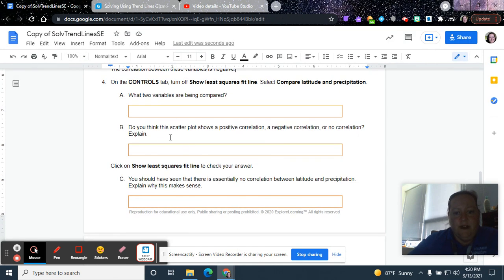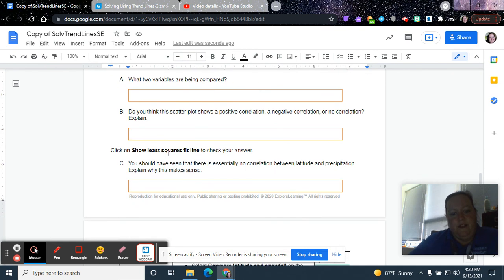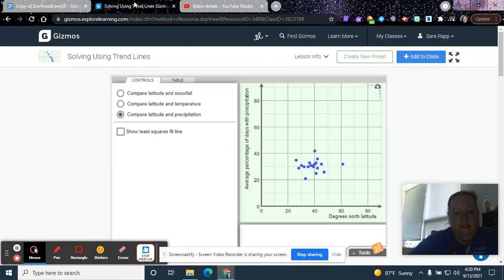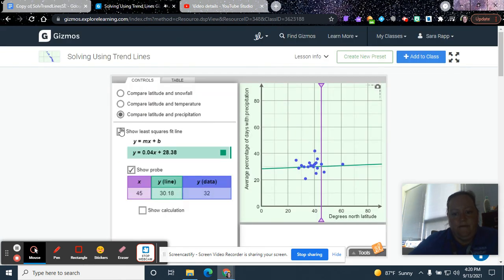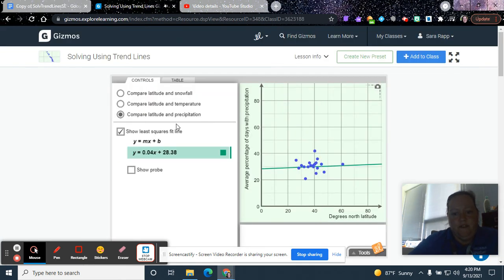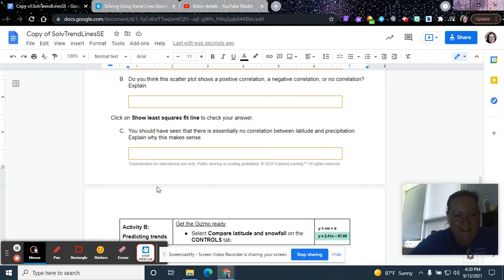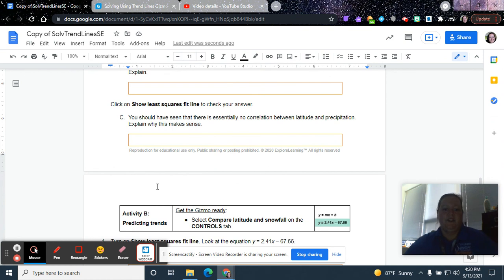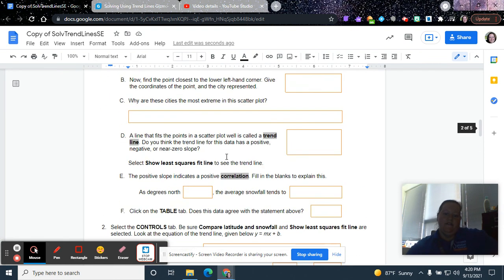Do you think it's going to have a positive or negative or no correlation? Think about what that is. And then you'll click on it to see if there's any relationship. You may not think that's a very good one, huh? You should see that there's essentially no relationship or no correlation between latitude and precipitation. Why does that make sense in real life? And then that is the end of Activity A.